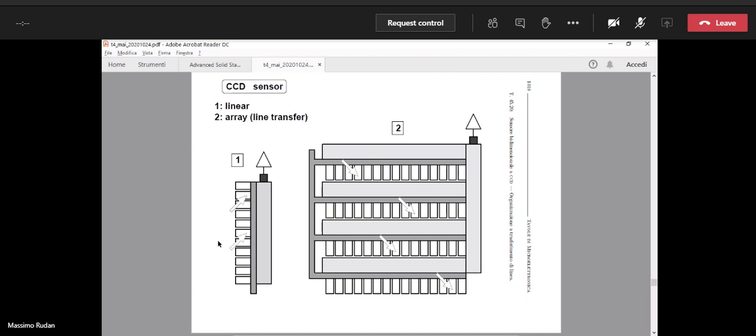And finally, the packets are shifted bottom up and eventually read at the reading circuit on top. Okay, so this arrangement is more efficient. It is called line transfer architecture. Okay, and is the other possible implementation of a two-dimensional optical sensor made of CCDs.